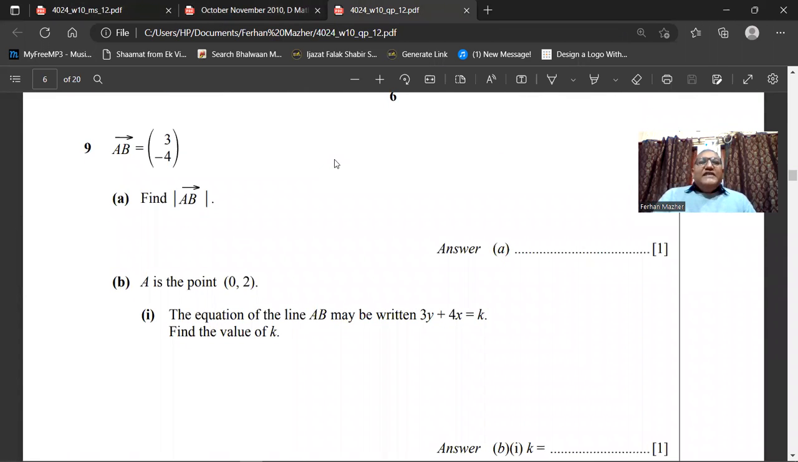Question number 9, he says AB is (3, -4). In this question, the column vector is given. He says find the magnitude of the AB. The formula for the magnitude of the AB will be x square plus y square, and on it we will have the square root.